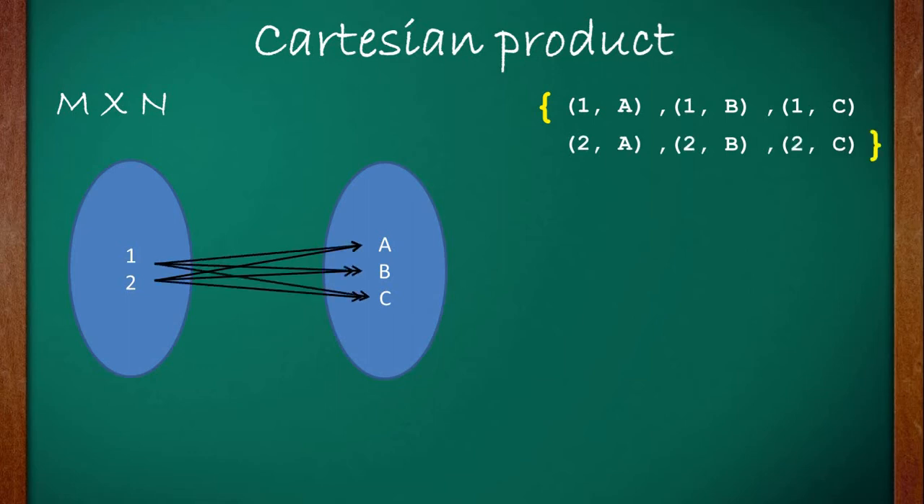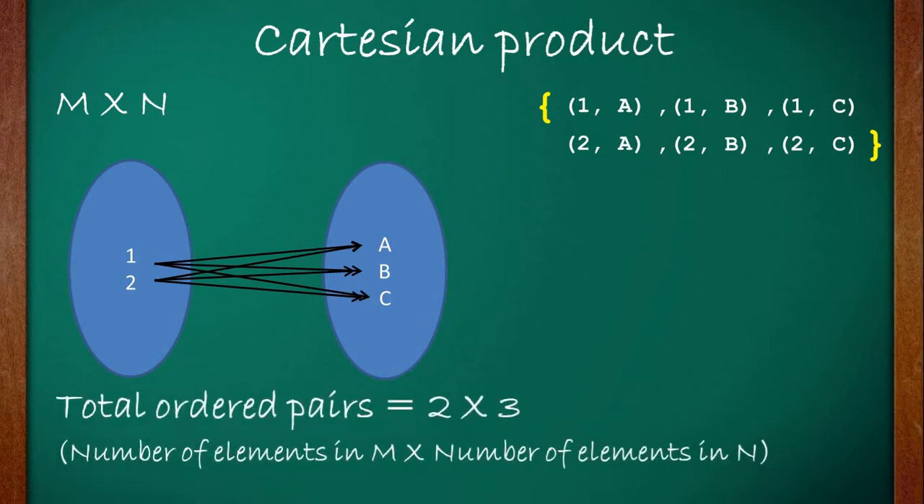So each and every element from the first set will be mapped with each and every element of the second set. The total number of ordered pairs in a Cartesian product will be equal to the product of the number of elements in set A with the number of elements in set B. Here in set M, I have 2 elements. In set N, I have 3 elements. So the Cartesian product will have 2 into 3, 6 elements.